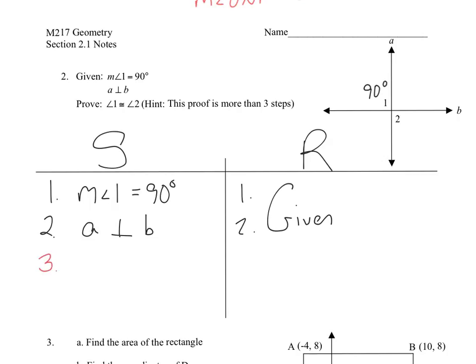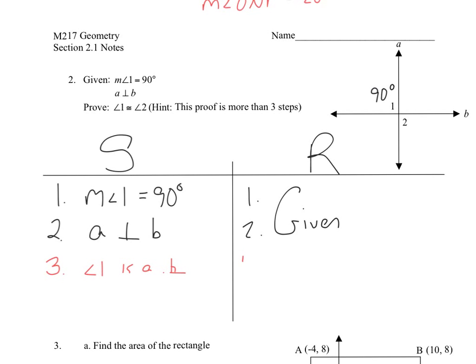So let's go from the given. Step 3, angle 1 is a right angle. And the reason is that if you have a 90-degree angle, then you have a right angle. Now step 4, we're going to use the perpendicular given. So if A is perpendicular to B, then we know that angle 2 is a right angle.